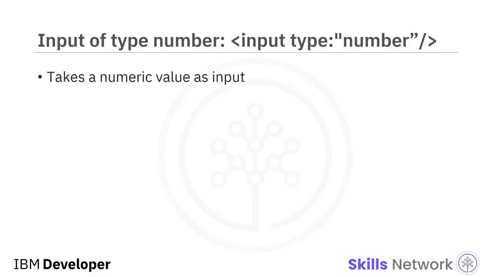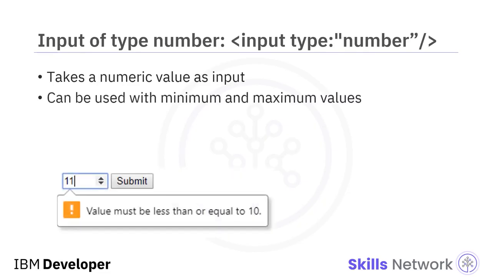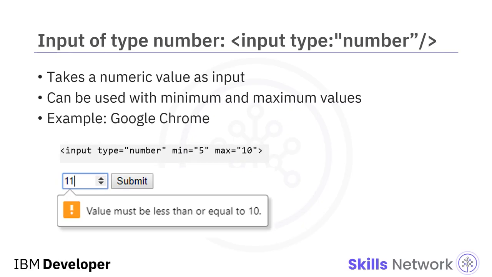The input type equals number takes a numeric value as input. You can optionally specify the minimum, maximum values, step size, etc. The example shows the number selector in the Chrome browser. Only the numbers between 5 and 10 are available for selection.